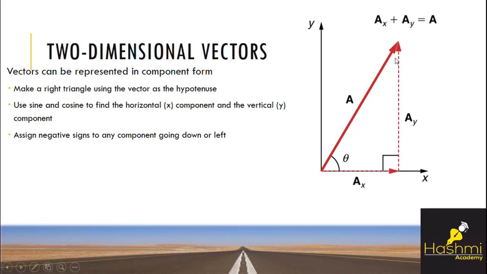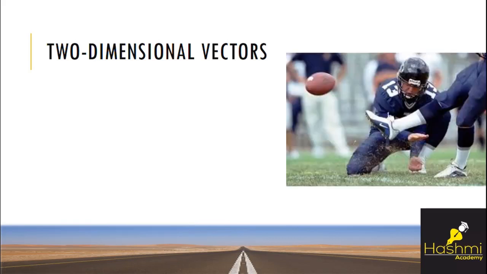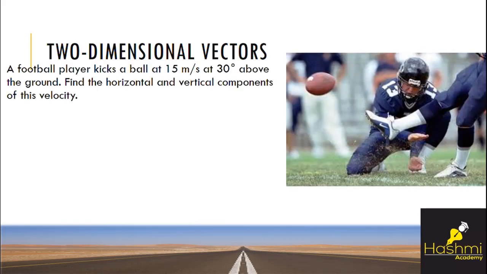If your vector is running in the opposite direction, you just have to put a negative sign over it. So this is the sine, cosine, and tangent formula. The two-dimensional vectors can be represented by this example.